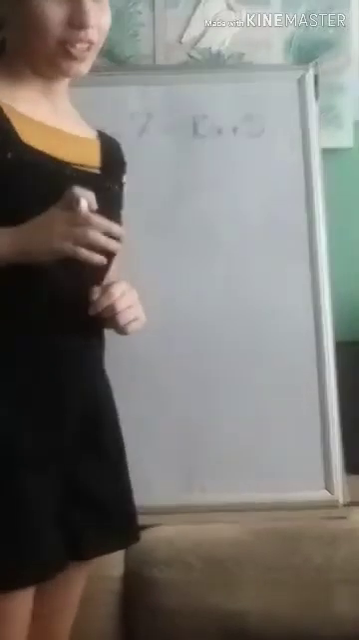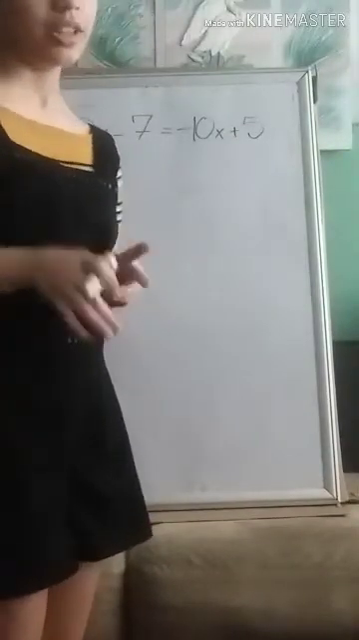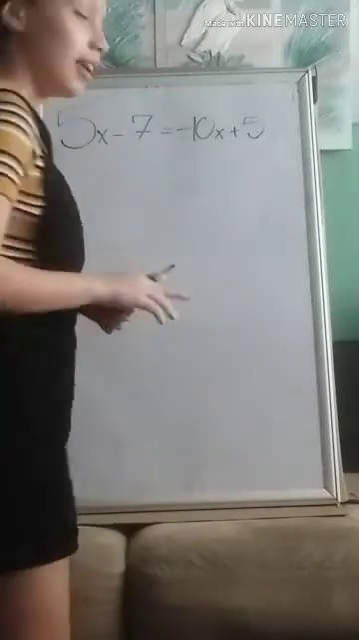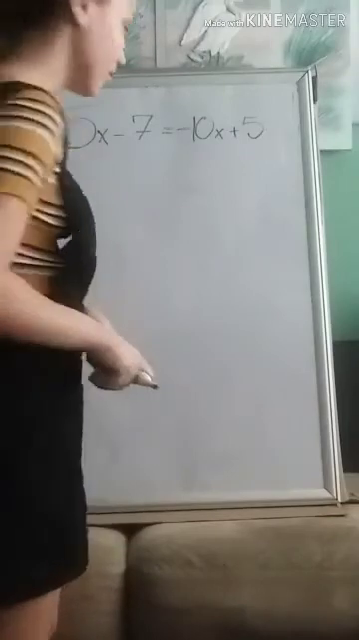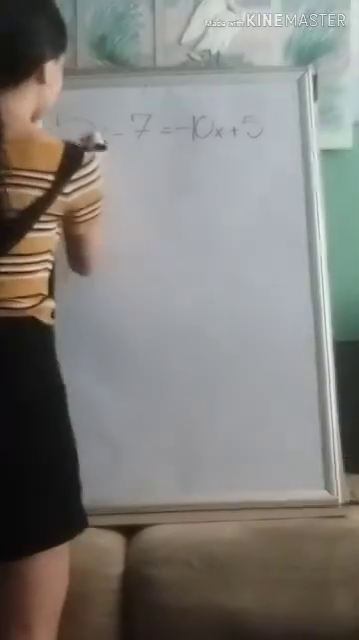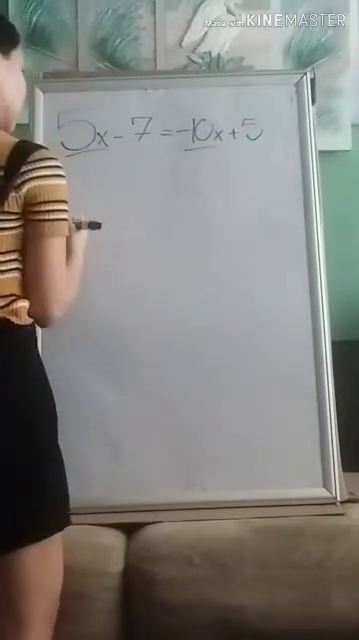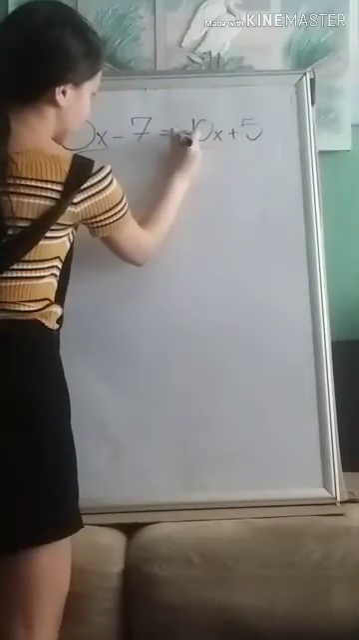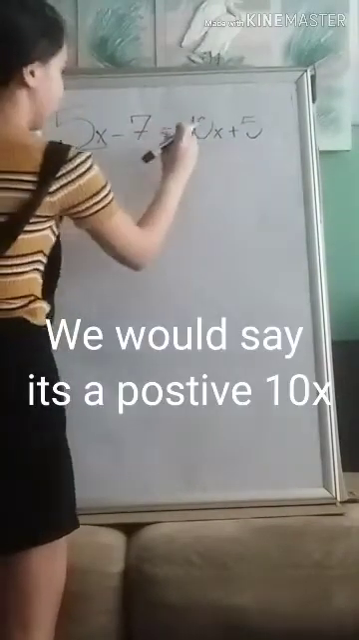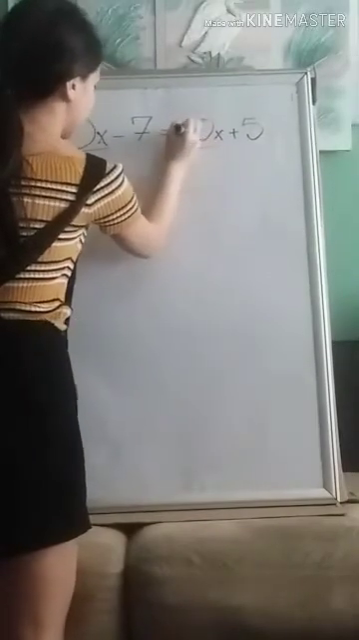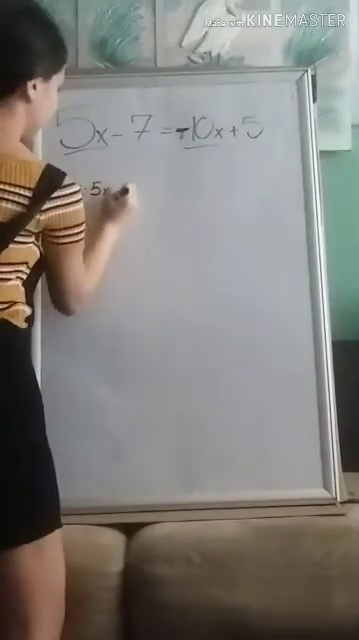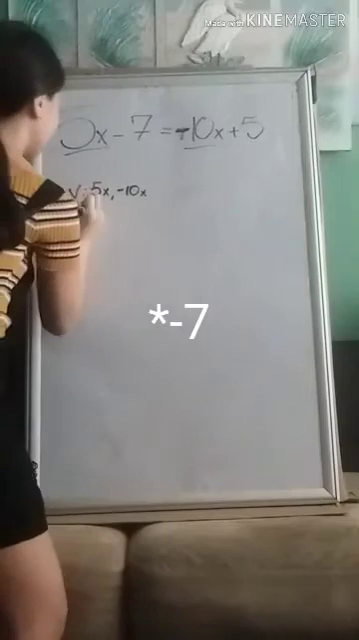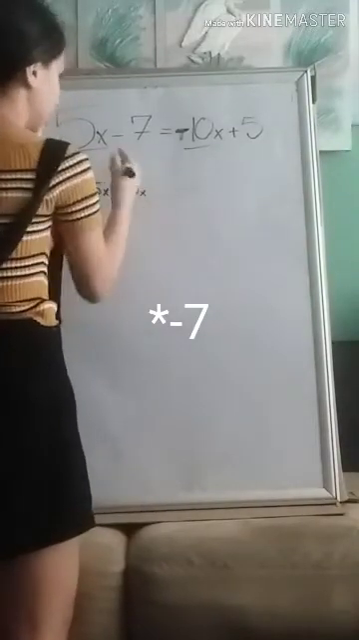The first thing that you should do is find out what your variable terms are and your constants. So in this equation, our variable terms are 5x and negative 10x. If there was a plus sign, we would say it was plus 10x. But it's negative, so we'd say 5x and negative 10x. Our constants are 7 and 5. Those are numbers that don't have variables in.